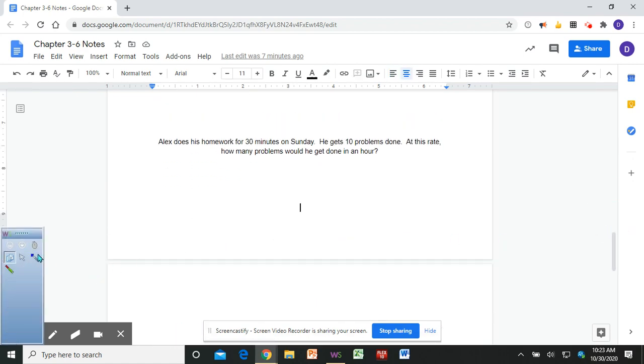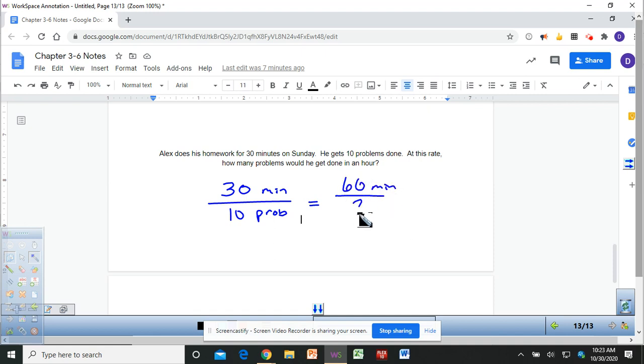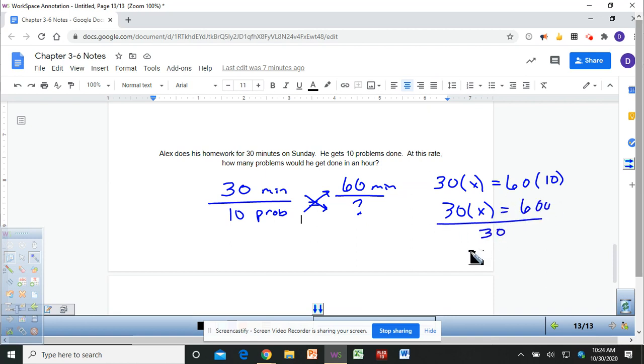I'll do one more. Alex does his homework for 30 minutes on Sunday, and he got 10 problems done. At this rate, how many would he get done in an hour, which is 60 minutes? So we're going to cross multiply. 30 times x equals 60 times 10. So 30x equals 600. Divide both by 30. So x is going to equal 20.